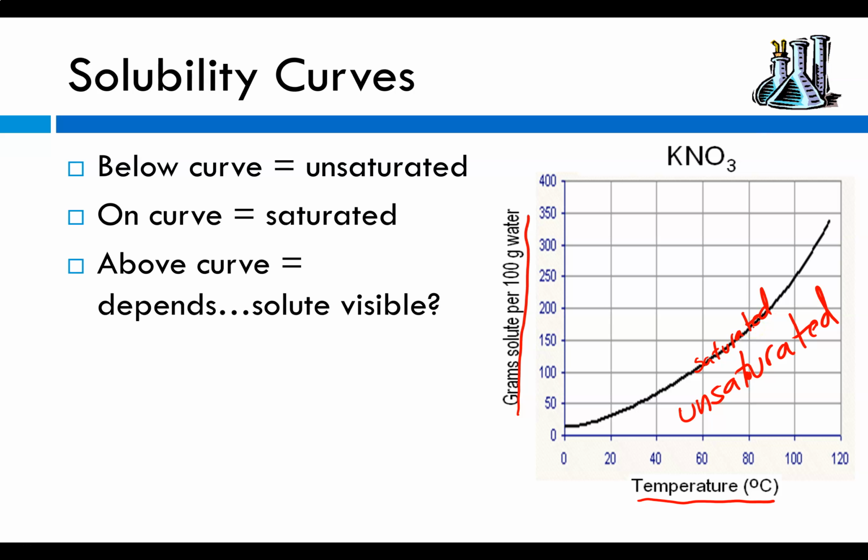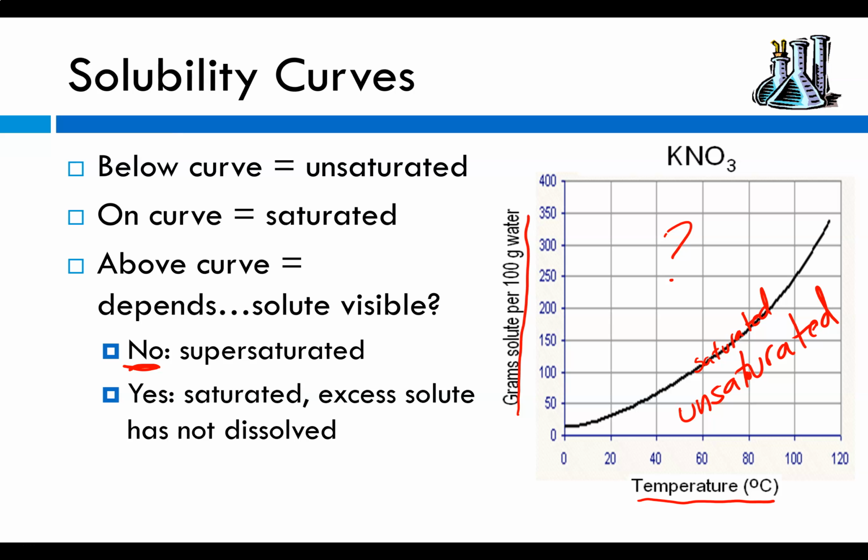If you are above the curve, most students want to say, oh, it has to be supersaturated. Be careful. It really depends on whether the solute is visible or not. If you cannot see any solute, so if there isn't any of it collecting at the bottom of the beaker, the Erlenmeyer flask, or whatever you're making the solution in, then you have a supersaturated solution. So no visible solute. If you do have that little pile of solute sitting at the bottom of the beaker, you have a saturated solution. The excess solute has not dissolved. So again, kind of what that would look like. I've got my solution. I've got some of the undissolved solute. So the solution itself is saturated.